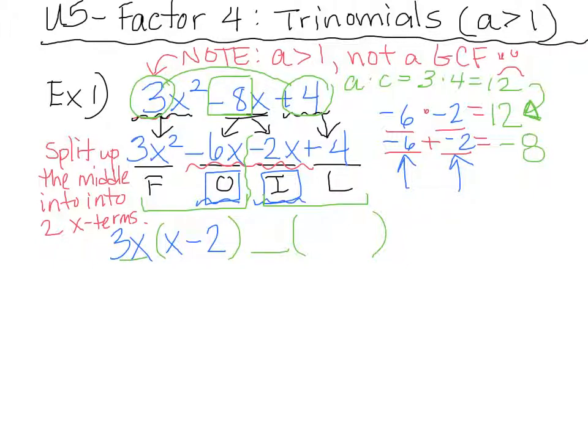Now let's look at the second group, minus 2x and plus 4. Well, they definitely have a 2 in common, and because that first term starts with a negative, we've talked about taking out a negative as part of the GCF. So we have to take out a negative 2, and then what's left in parentheses is just an x, and then the 4 divided by negative 2 leaves us with negative 2.